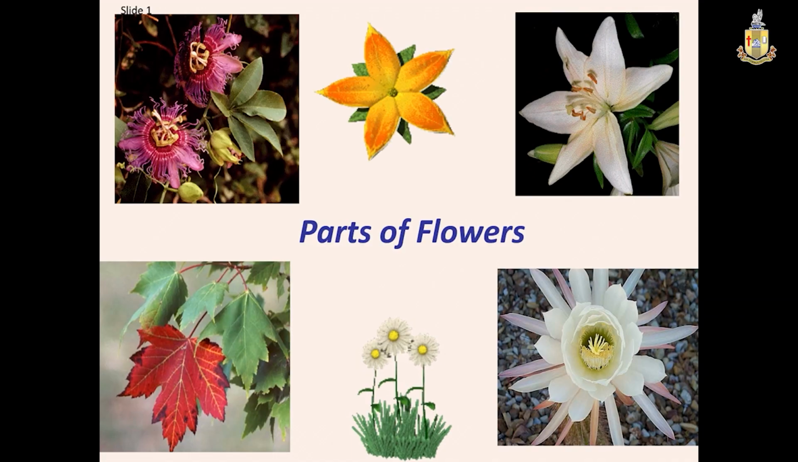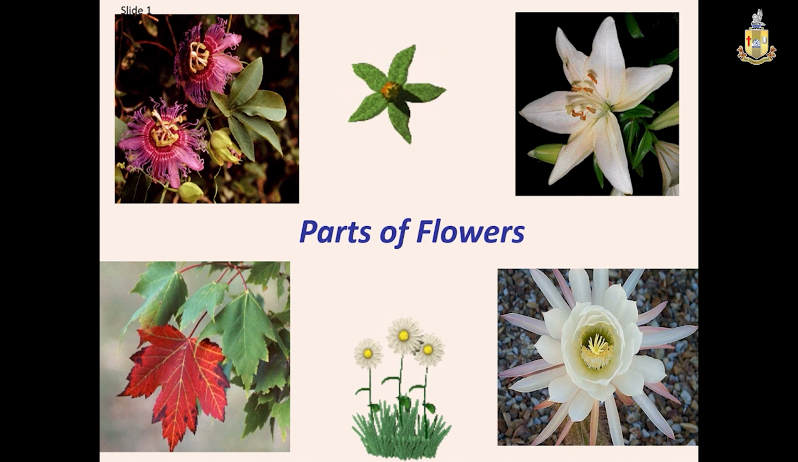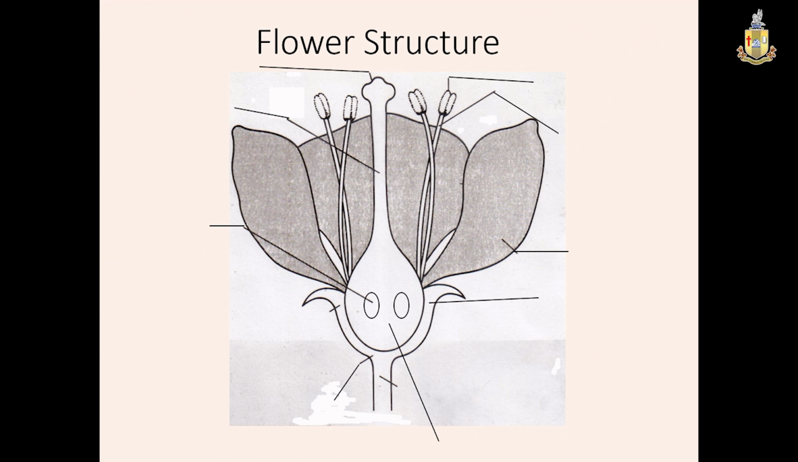Parts of flowers. What is meant by flower? The flower is the reproductive unit in angiosperms. It is concerned with sexual reproduction of the plant. This is the entire structure of a flower.